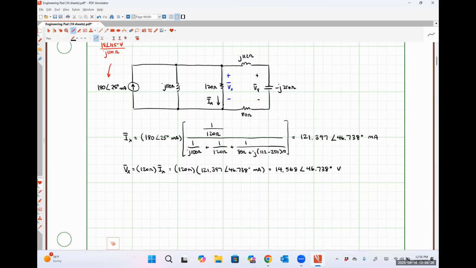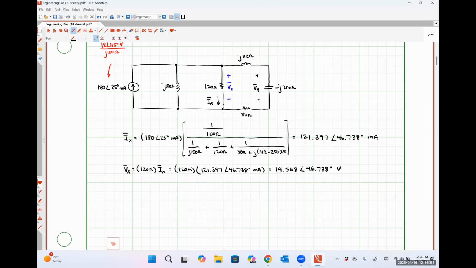So conceptual question here. Does it make sense that the phase angle of that voltage Vx and the phase angle of that current Ix are the same? Yes, because it's a resistor. If it were a pure inductance, we would see that the current would lag the voltage by 90 degrees. If it were a pure capacitance, we would see that the current would lead the voltage by 90 degrees, or be 90 degrees more positive.